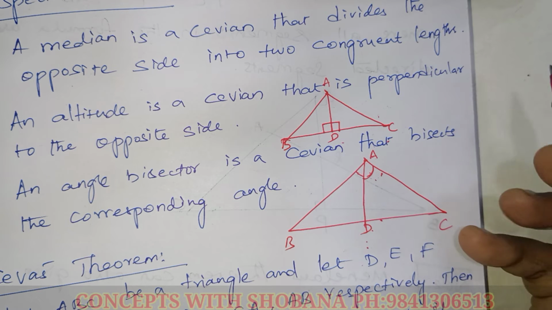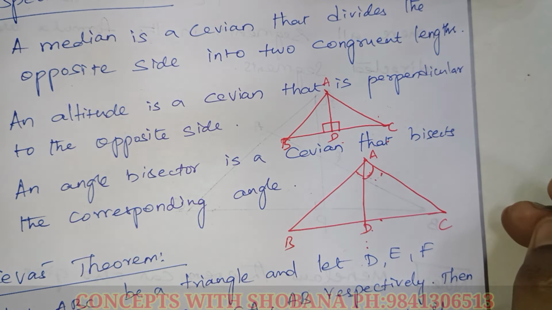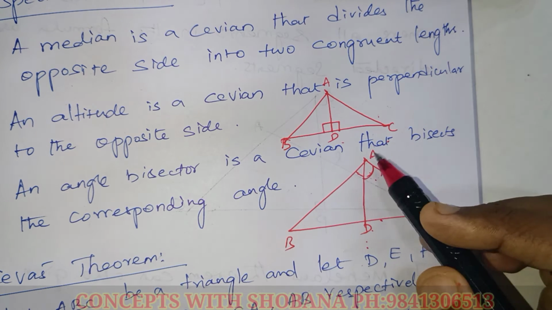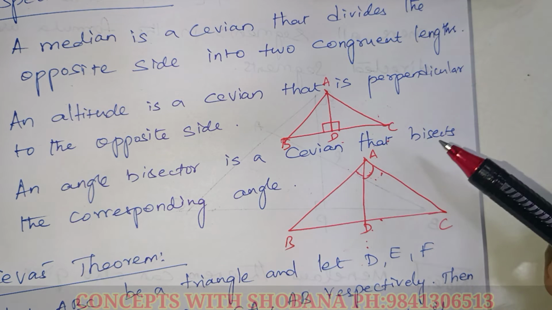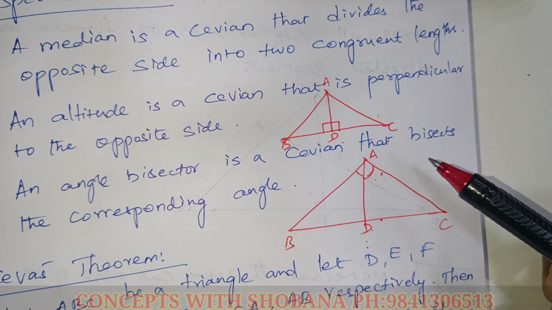Okay, what special CVNs did we say? Median, altitude and angle bisector. Median means it divides the base into equal parts. Altitude means 90 degree perpendicular. Angle bisector means it divides the angle into two equal halves. We will use these 3 CVNs a lot in theorems and problems.